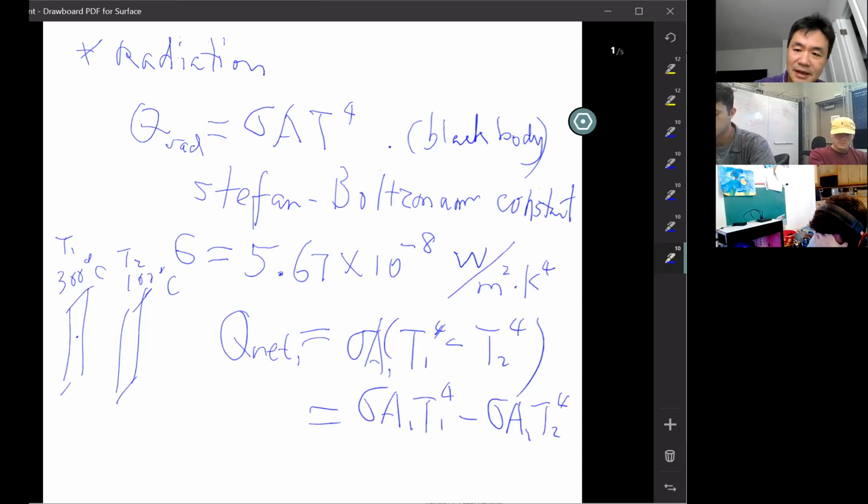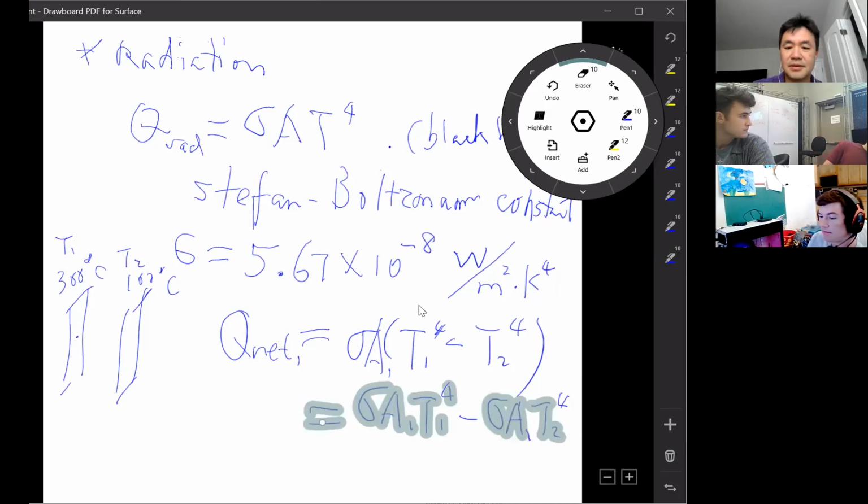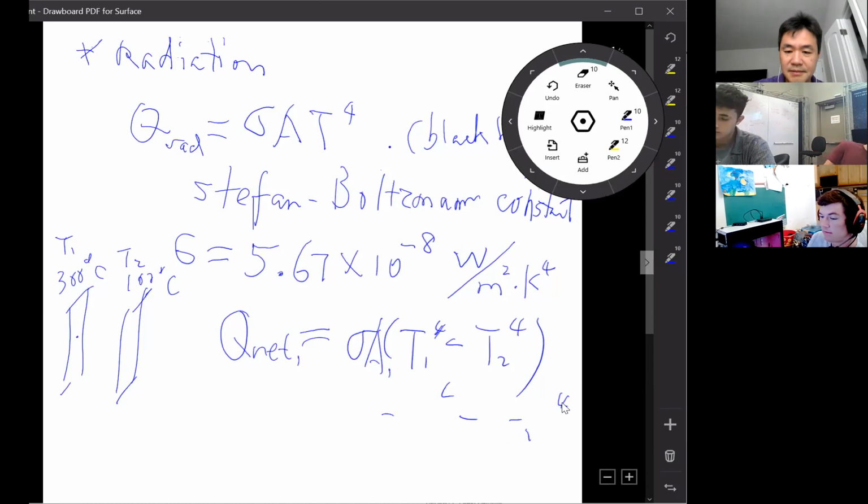So I think I don't need this expansion because that's only the surface we're talking about. It's unnecessary. Now I'm good at the job board. Using erasers, nice.